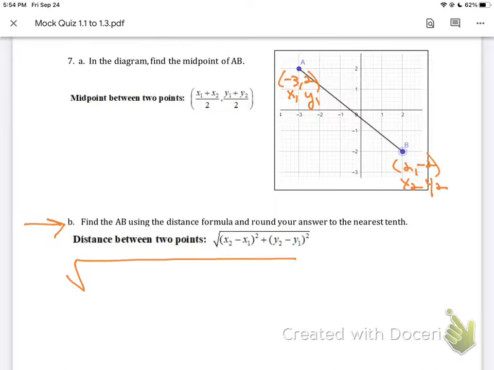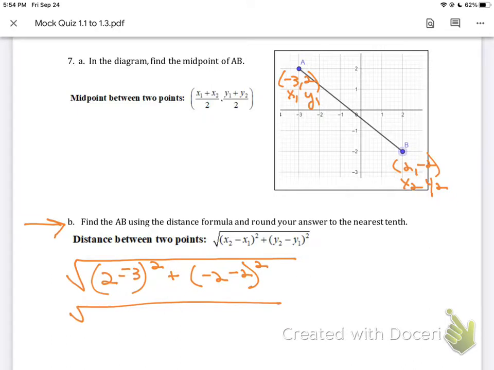So x2 is 2, and I want to say minus x1, so minus a minus 3, and then I'm going to square that. Plus, I'm just following the equation, y2 is negative 2 minus y1, which is minus 2. I'm going to square that. Okay, so this is 2 plus 3, that's squared, plus negative 2 minus 2 squared. So 2 plus 3 is 5. This is 5 squared plus a negative 4 squared.